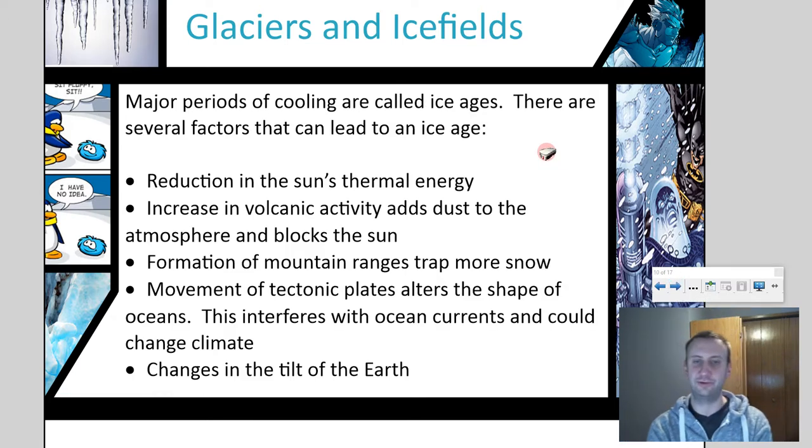All right, major periods of cooling are called ice ages. There are several factors that can lead to an ice age, that can put the Earth into an ice age. Reduction in the sun's thermal energy, so essentially less sun's energy can make it to Earth. This could happen because of an increase in volcanic activity, which causes large amounts of ash in the atmosphere. So when a huge volcano erupts, like if Yellowstone supervolcano ever erupts, it's going to put us into an ice age, most likely, because of the huge amounts of ash that would be in the atmosphere, which, just like snow, would reflect light and make it so the light cannot reach Earth and warm the Earth. So it'd put us into an ice age.